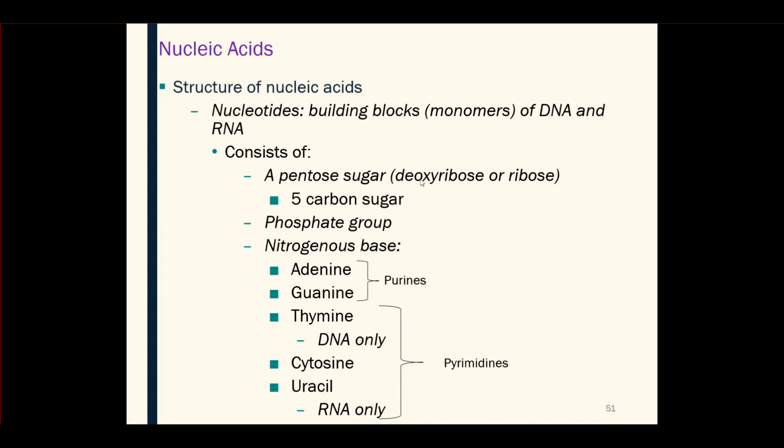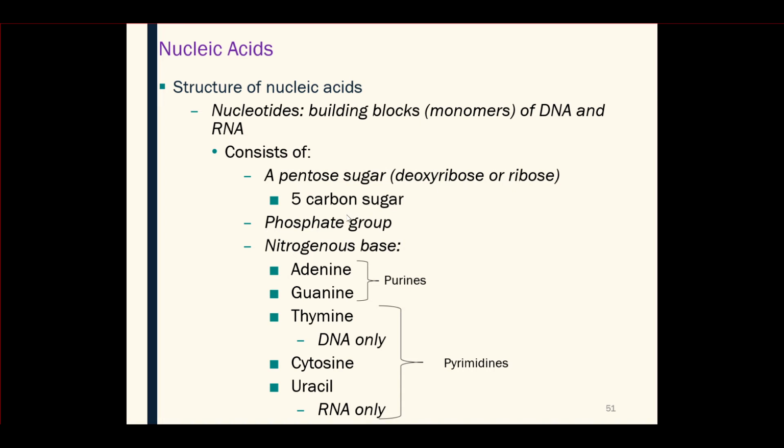You don't have to know this, but it's on carbon number 2 that it's missing. Whereas in RNA, the 5 carbon sugar has the oxygen, right? But nonetheless, whether it's DNA or RNA, the 5 carbon sugar is ribose. Okay? So it's a 5 carbon sugar. I'll show it to you in a second.